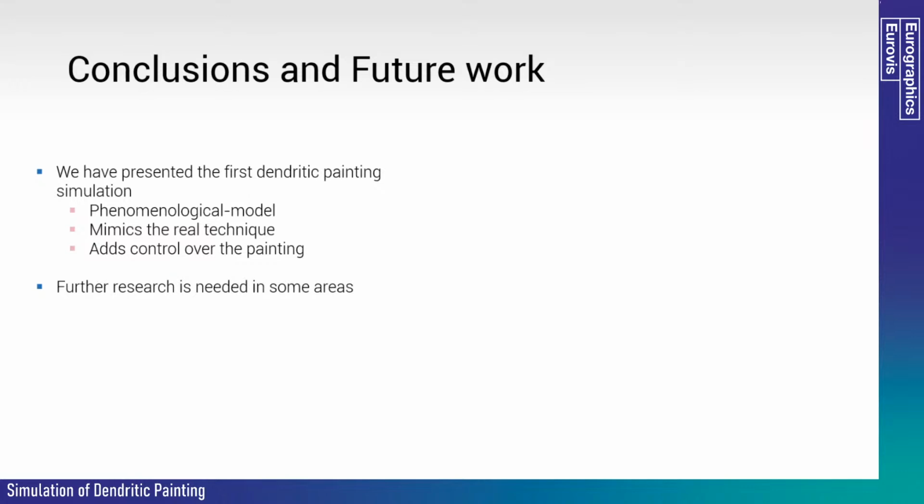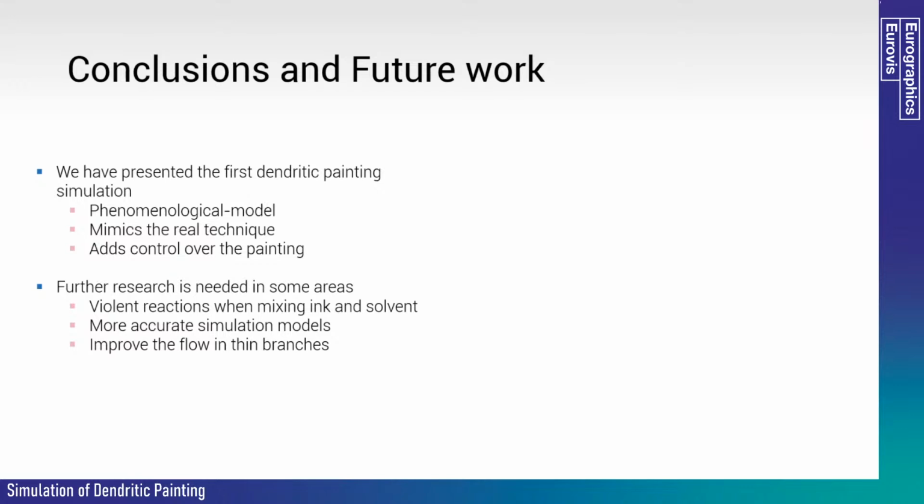In the real phenomena, we can observe some violent reaction when mixing the ink with the solvent that we are not able to reproduce. Also, it could be interesting to explore more accurate simulation models for the liquid simulation with free surface. We have used the Lattice-Boltzmann model, but the important point is not the fluid simulation method. Other methods might work just fine. The important point in our work is how we incorporate the boundary conditions into the fluid method. We also believe that we should be able to improve the flow in thin branches, exploring recent advection schemes.